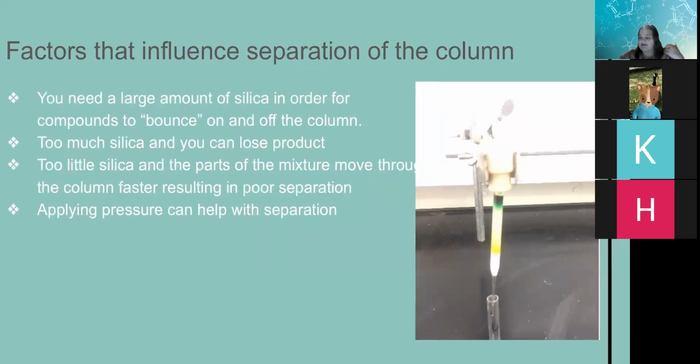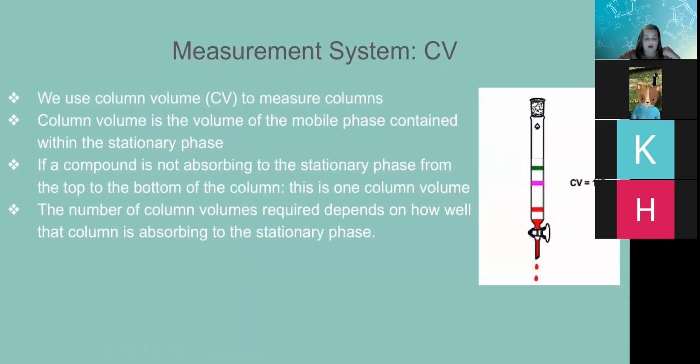Okay? And a lot of you guys did great on this. In terms of math, you want to be able to determine column volumes. A column volume is just 1 over the RF value. Just have a general understanding of what it means. It's the mobile phase contained within the stationary phase. The amount of column volumes really does depend on how well it's absorbing. But just the general idea of it, column volume is 1 over RF.